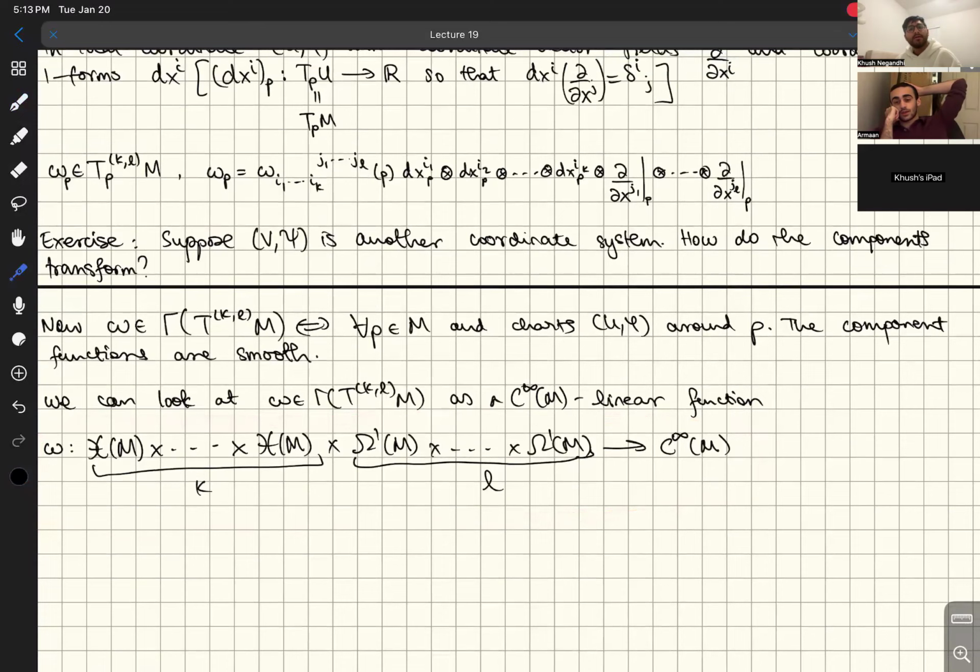Now, wait, I'll explain my reasoning why. Because if we have a linear mapping from all of these copies of vector fields and one forms, we're basically talking about how this object is transforming.